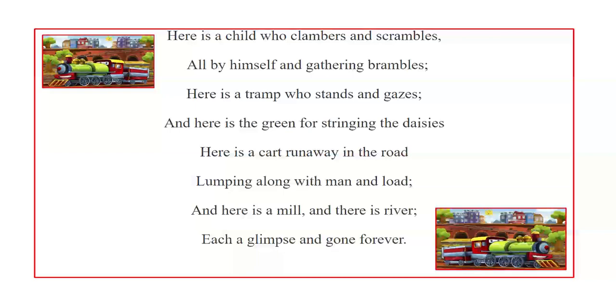"Here is a cart, runaway in the road, lumping along with man and load." Then the poet comes across a cart which is loaded and is moving in the middle of the road. Due to the heavy load, it's moving in a very awkward way. The cart driver is sitting on top of the load. He also gets a glimpse of a mill, a river, and all these objects appear and disappear.